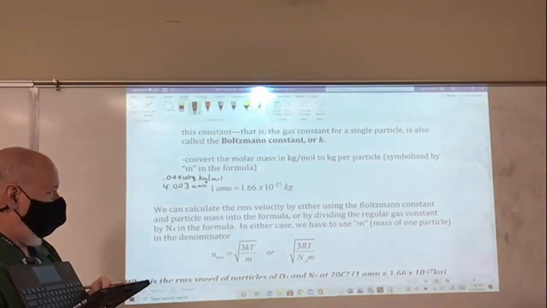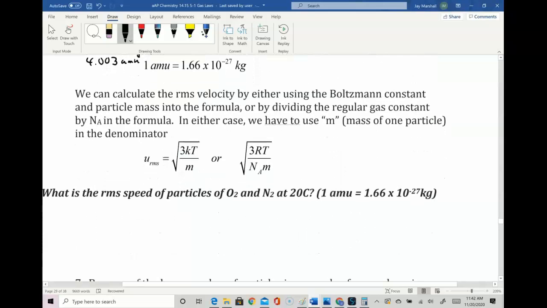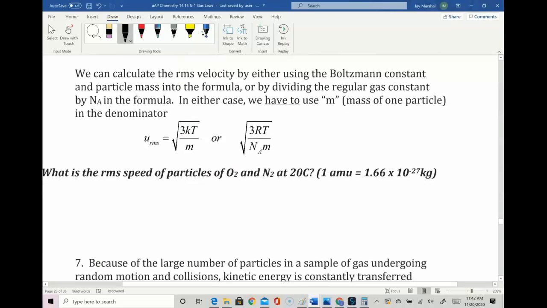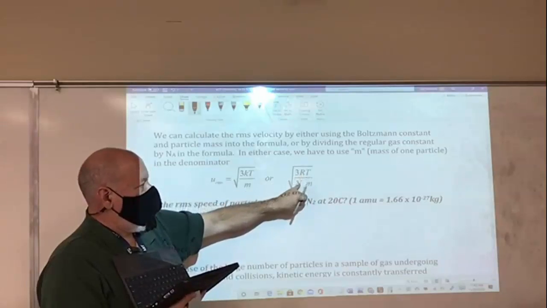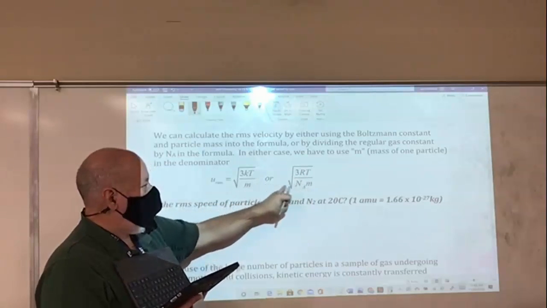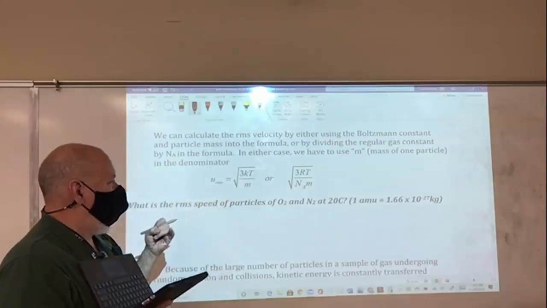So we can calculate the RMS velocity, root mean square velocity, of a single particle either by using the Boltzmann constant and particle mass in the formula, or by dividing the regular gas constant by N_A in the formula. In either case, we have to use the mass of one particle in the denominator. Remember, this k, the Boltzmann constant, is just dividing the gas constant by Avogadro's number to get the gas constant for one particle. In either case, I have to use the mass of one particle.